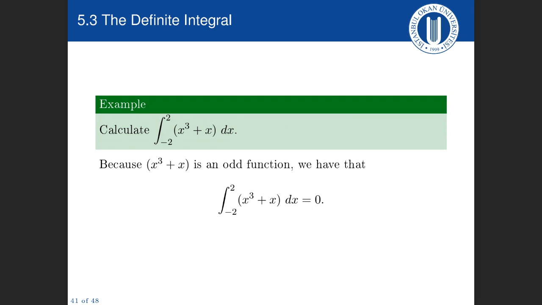Calculate the integral from minus 2 to 2 of x cubed plus x dx. Our integrand is an odd function, and we're integrating from minus 2 to 2. So we're symmetric about the y-axis. We have from minus a to a, here from minus 2 to 2. Straight away, we can write down that the integral of an odd function from minus 2 to 2 is always equal to 0.